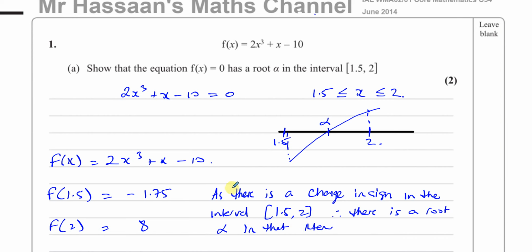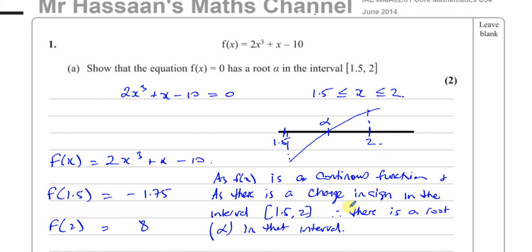What you could also say is, as f of x is a continuous function, as I just mentioned, so there are no breaks between these values, and as there is a change in sign in the interval between 1.5 and 2, therefore there is a root alpha in that interval.